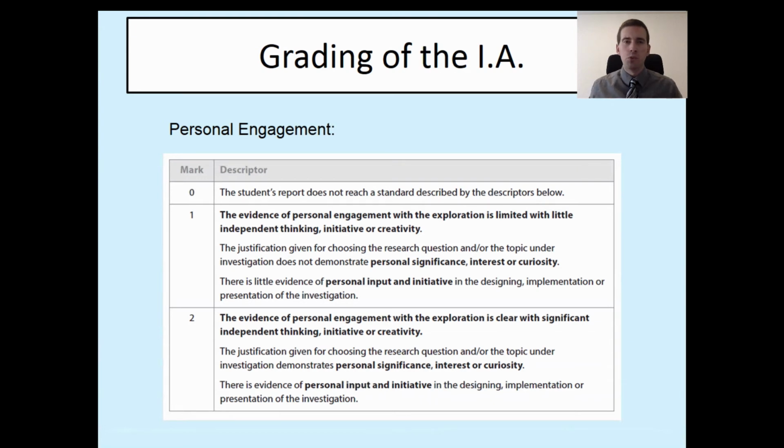If you are coming up with creative solutions to problems, if you are changing things to make them better, this is showing that you are engaged in the process. So if you just leave personal engagement to a few sentences into your introduction, you cannot access the top mark. You're more likely to just get 1 out of 2.